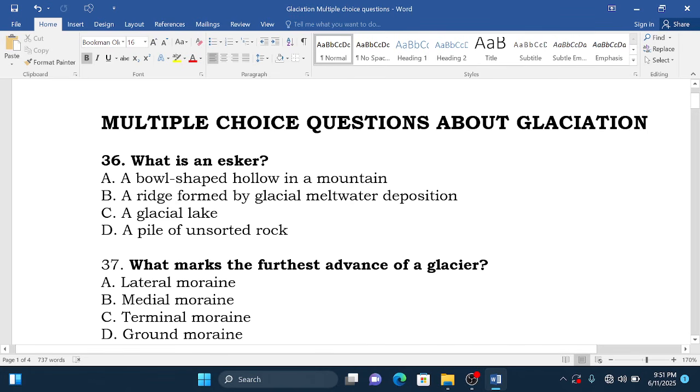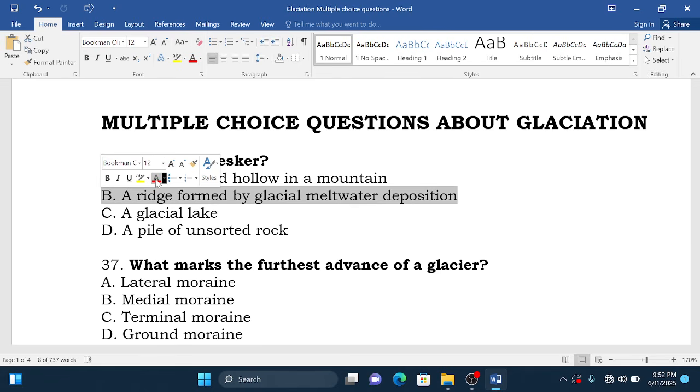They give us different options to choose the correct definition of an esker. A, a bowl-shaped hollow in a mountain. B, a ridge formed by glacial meltwater deposition. C, a glacial lake. D, a pile of unsorted rock. So the correct answer is B, because an esker is a ridge formed by glacial meltwater deposition. Let's go to question number 37.